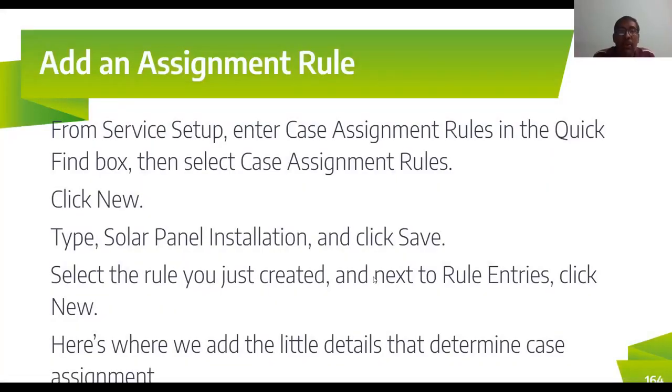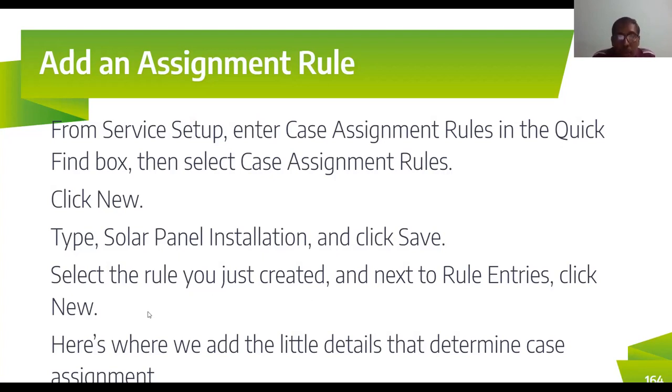Add an assignment rule. For creating a case assignment rule, again we have to go to service setup. Under setup home, we have the quick find box. In the quick find box, we are going to select case assignment rule and then click on new. Type solar panel installation and then click on save. Select the rule you just created and next to the rule entries, click on new. Here we add the details that determine the case assignment.